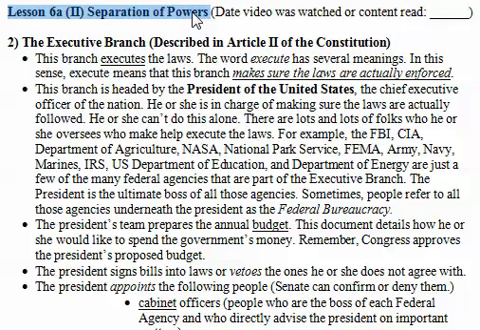In Lesson 6A, Part 1, we focused on one of the three branches of government that we've been exploring, which was the legislative branch. In this lesson, we're going to look at the other two branches, the executive branch and also later the judicial branch. Alright, so first the executive branch.